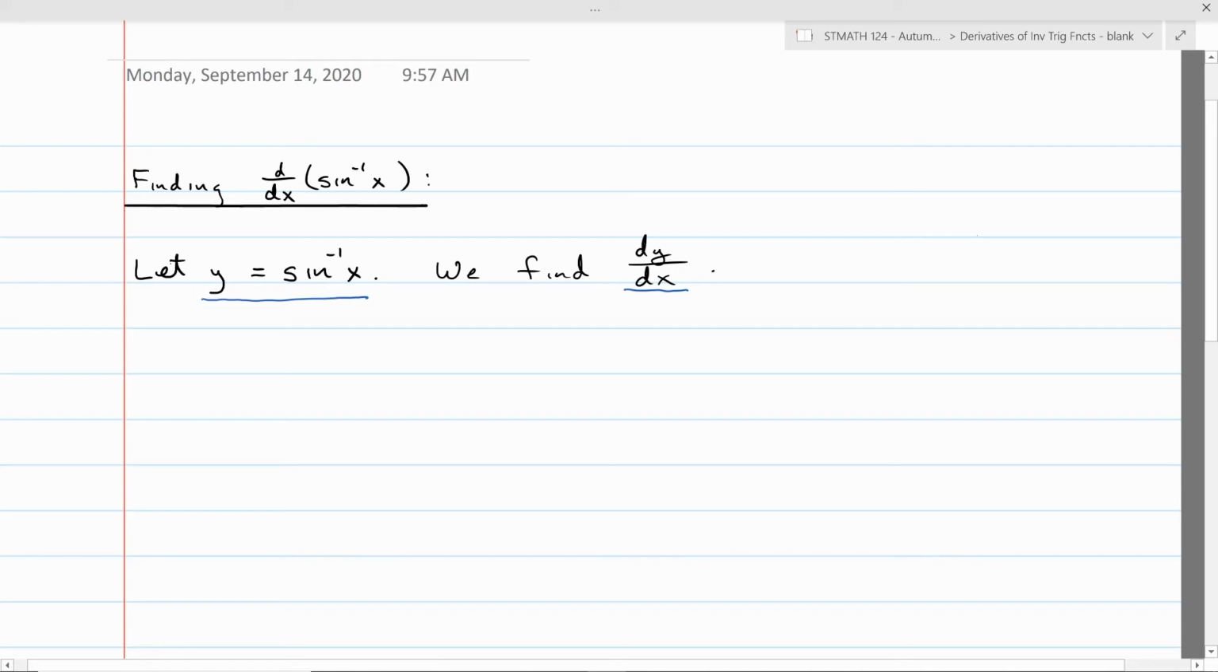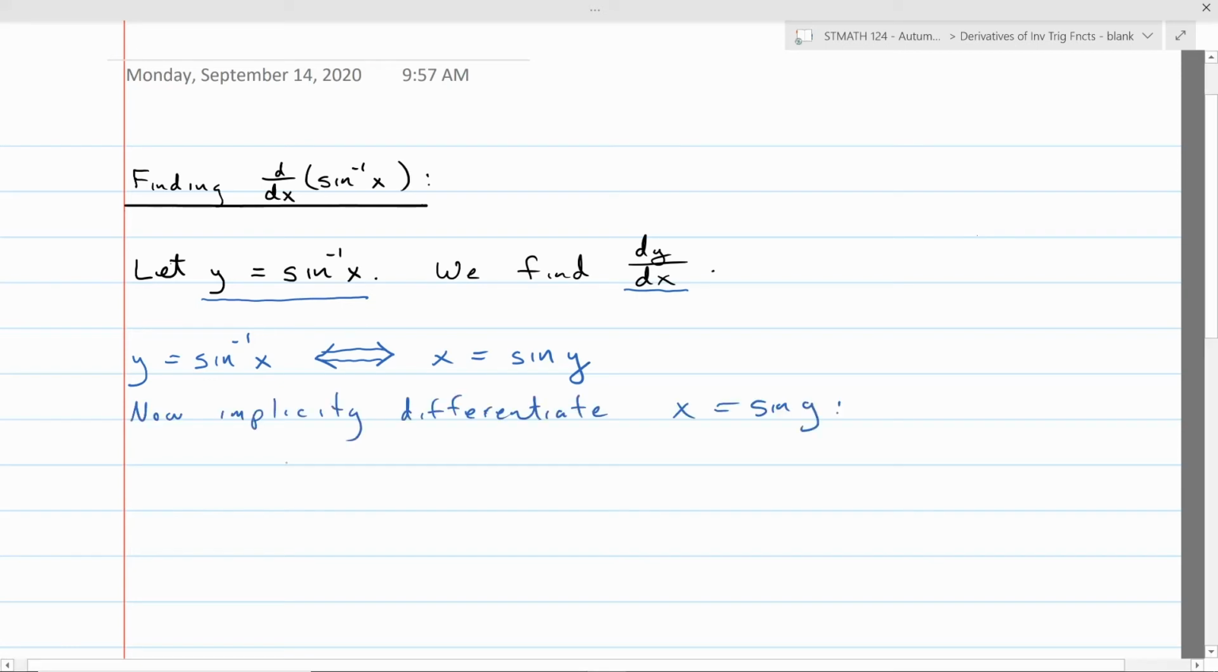But what we can do instead is use that conversion factor that I was talking about. If you have y equal to sine inverse of x, we can write that equation in a different, equivalent way, by writing it as x equals sine of y. That converts the equation into something we know something about. Like, we know what the derivative of sine is. So the idea here is to take this new equation and implicitly differentiate with respect to x. So we'll take the derivative with respect to x of both sides of this equation, x equals sine of y.